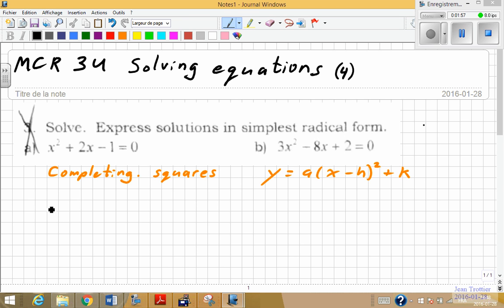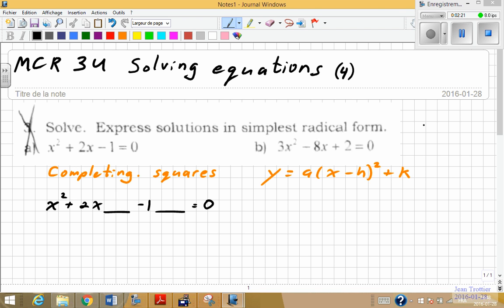So our first one. This one's easier because there's no fractions in there. So we have x squared plus 2x. We leave the space. Then we do minus 1. We leave another space. Equals 0. So what we need to do here is make a perfect square.